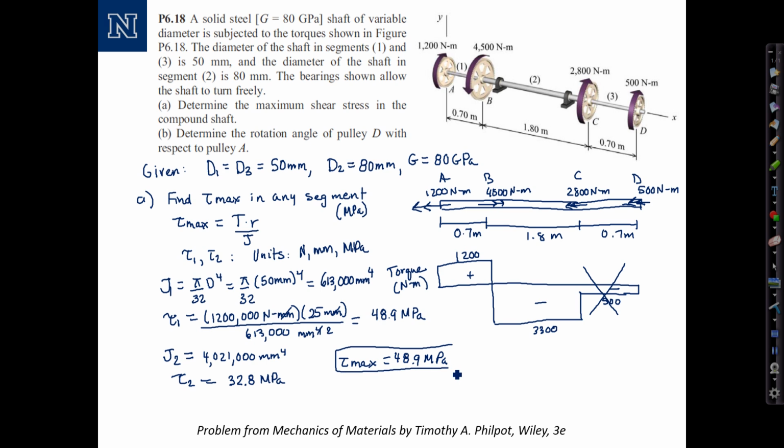For my sanity check, I have stress less than yield in most typical materials, but large enough to be a reasonable value. I have the right working units, megapascals, and so the answer appears to be correct.